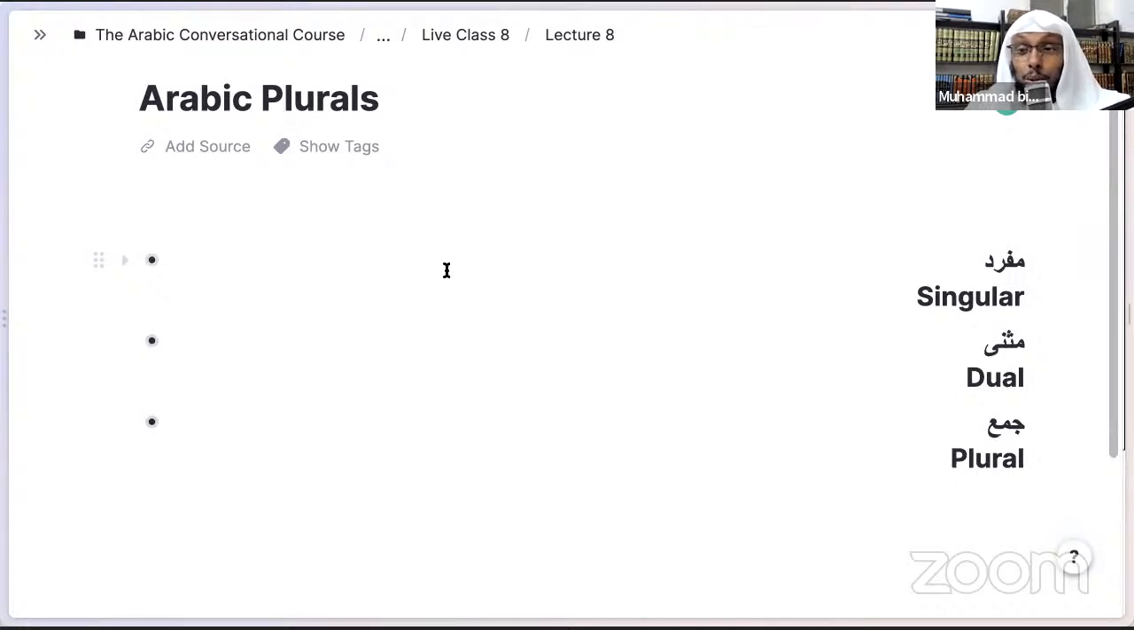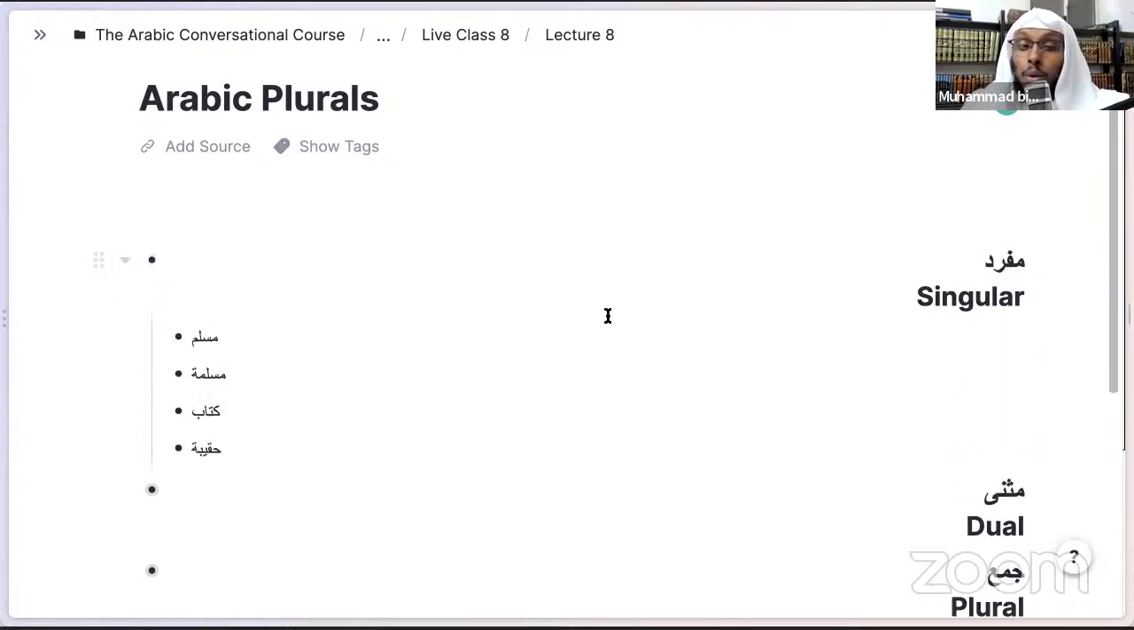Now, in English, we only have singular and plural. So you have book and books, house and houses. But Arabic is slightly different. We also have something called dual, muthanna. So we have mufrad, which is singular, and jama', which is plural, which you're familiar with. But we also have muthanna, which is dual, in other words, two. For two, we have specific grammar rules, specific pronouns, and so on and so forth. Something that doesn't exist in the English language, so it takes a little bit of getting used to. Keep that in mind.